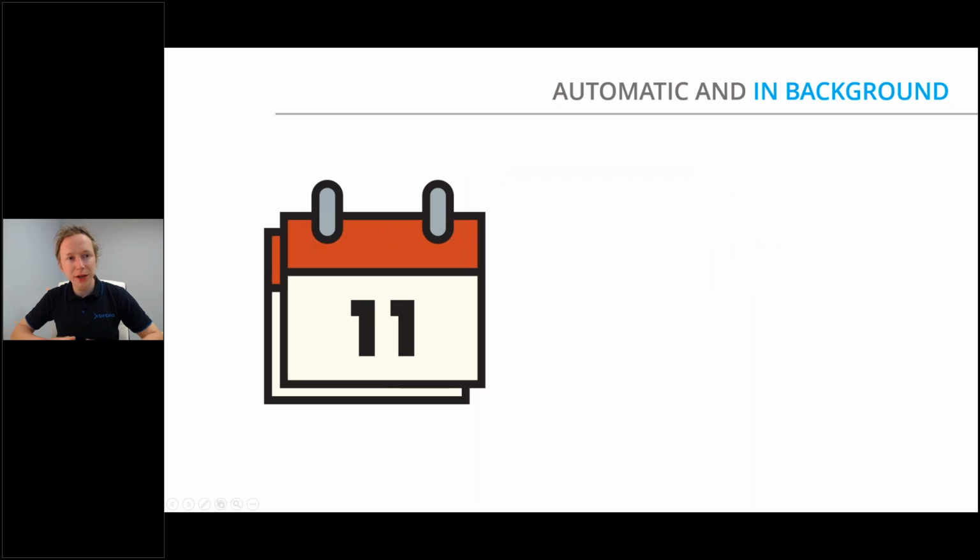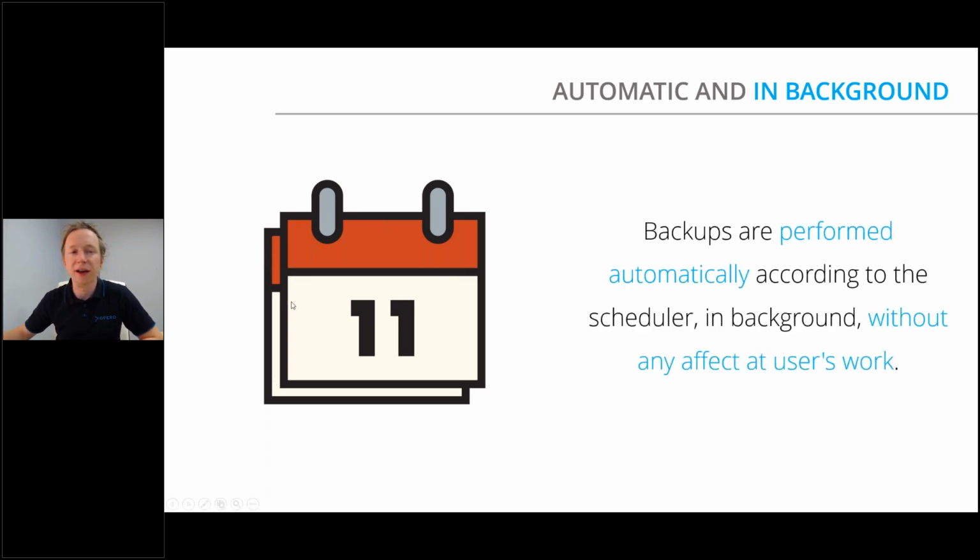Okay, let's go and tell something more about important features related to backup. It's very important to make backup automatic and in the background. And in Xopero, all backups are performed automatically according to the scheduler. You saw how to define the scheduler for each backup set. And of course, each backup set has its own scheduler. All operations are made in the background without any effect on users' work.